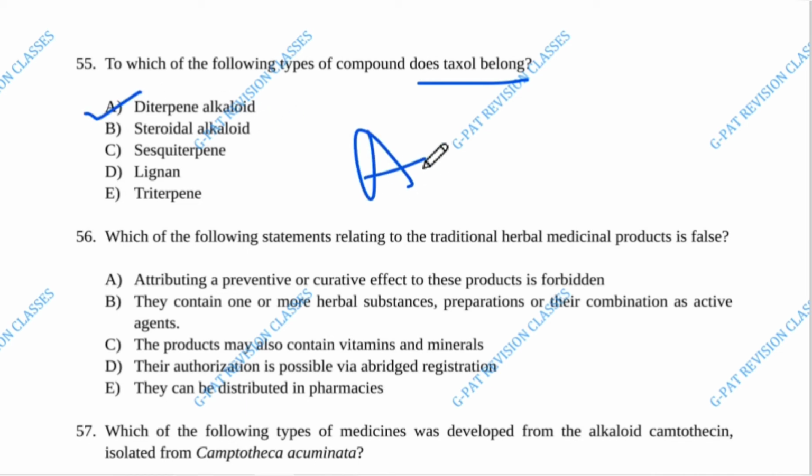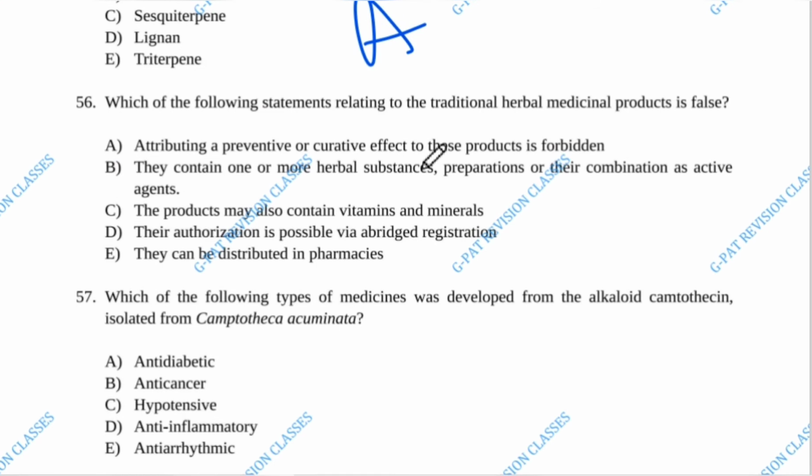Next is question number 56: which of the following statements relating to the traditional herbal medicinal product is false? The answer is A, attributing a preventive or curative effect to this product is forbidden.